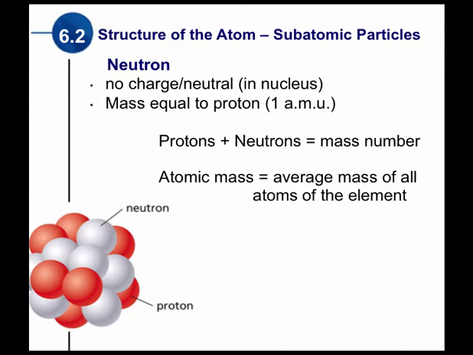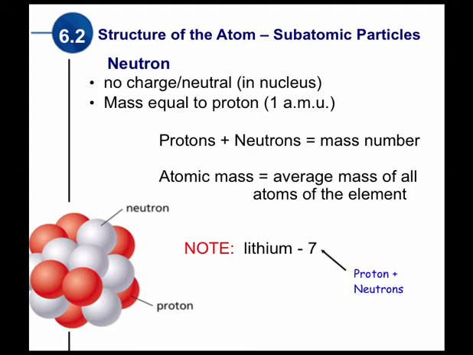So when you are given a mass number, you'll be given it as a dash after an element, like in this case, lithium-7. What that refers to is the mass number of lithium, and that number 7 is very important because the number 7 represents the number of protons and neutrons.